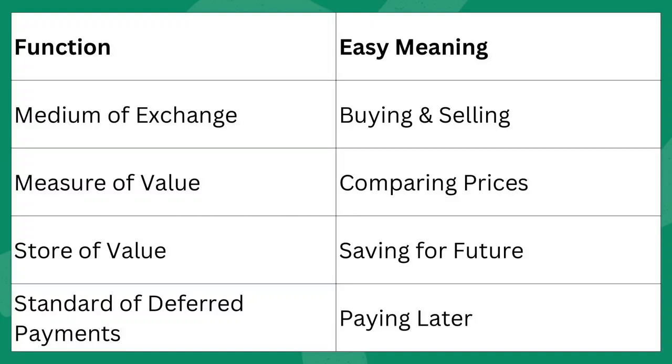Now here's a quick challenge. Imagine you're buying a laptop. When you compare prices on different websites, which function of money is used? Measure of value. When you pay online using UPI, medium of exchange. When you save money every month for that laptop, store of value. When you buy it on EMI, standard of deferred payments. See how all 4 functions appear in one real life situation. That's why understanding is much more powerful than memorizing.